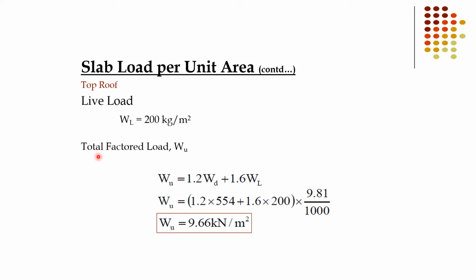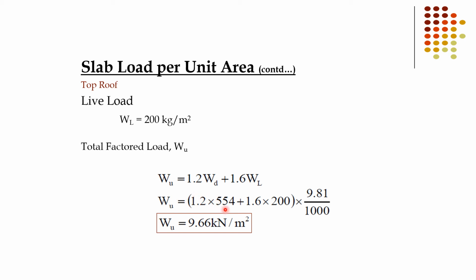So now the total factored load for the slab is 1.2 dead plus 1.6 live. That is the ultimate strength design. We apply the major factors on the loads and smaller factors on the material. On the material, as I have shown in the previous example, tension control is 0.9 and compression control is 0.65, multiple factors. These are the load factors.